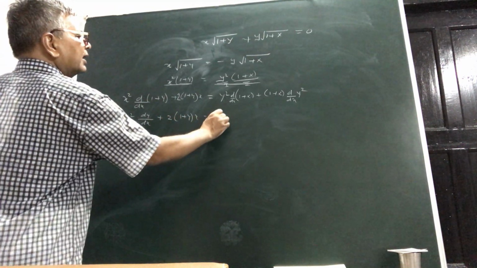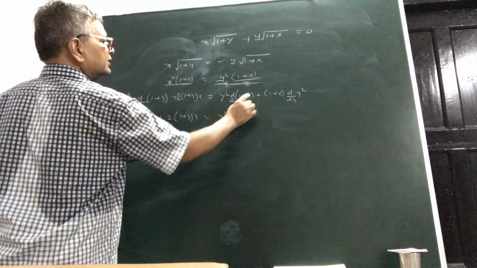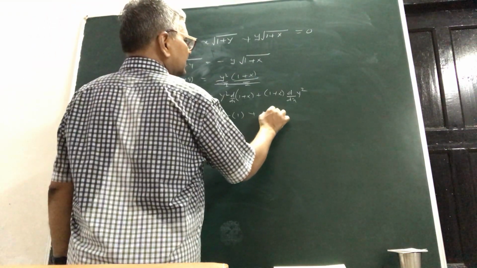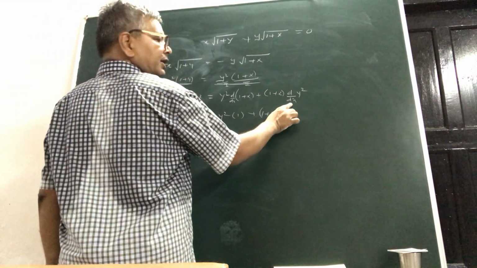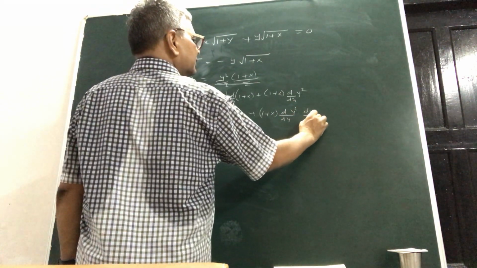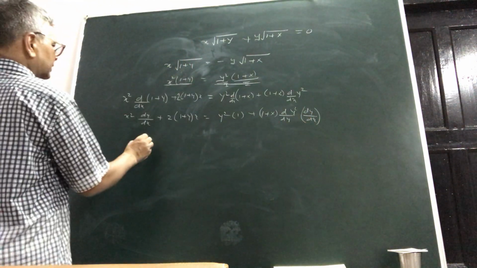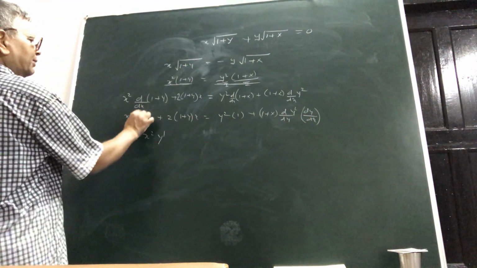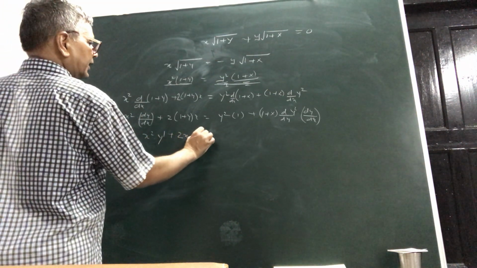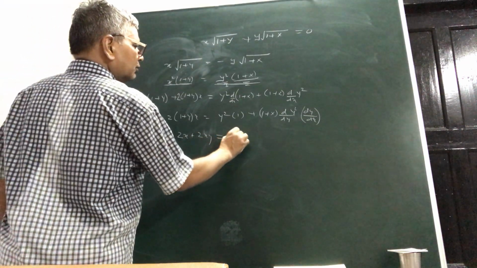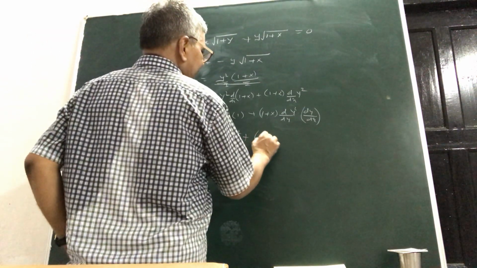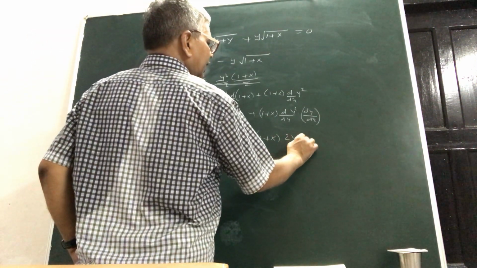Is equal to y square into the derivative of 1 plus x, which is 1 only, plus 1 plus x into derivative of y square. Now please see, here you have to be careful: you are differentiating with respect to x, so it will be 2y into dy by dx. So this is x square y dash, I am now writing y dash for dy by dx, plus 2x plus 2xy is equal to y square plus 1 plus x, 2y and y dash.